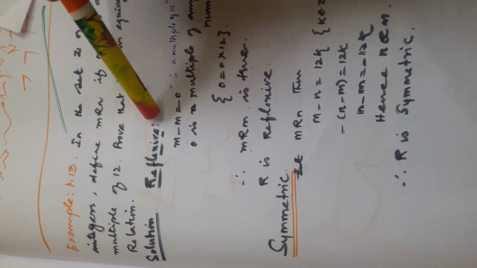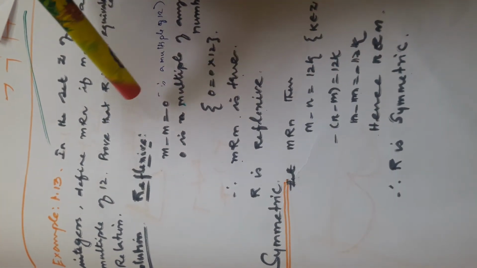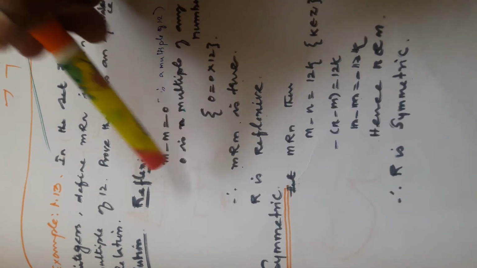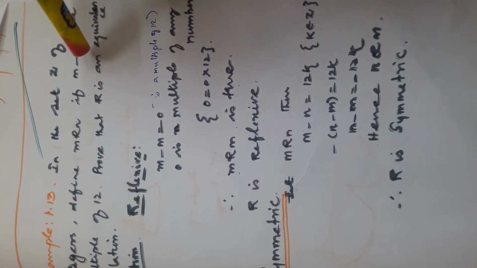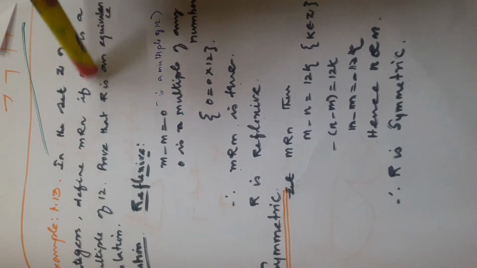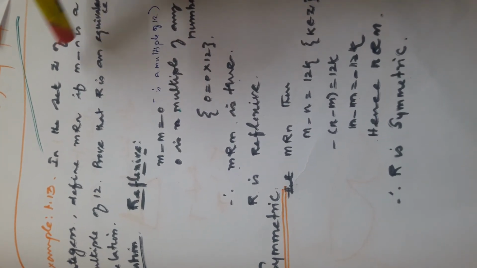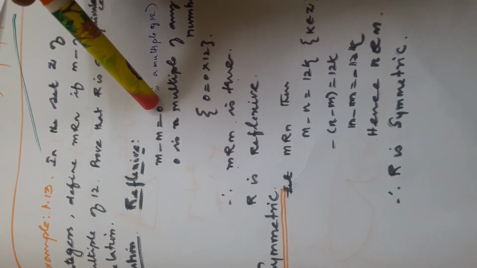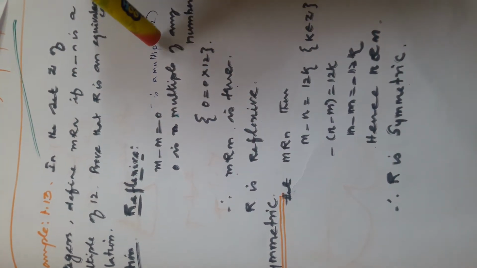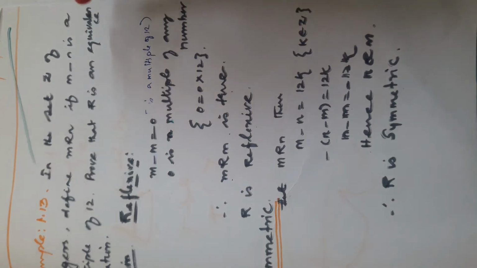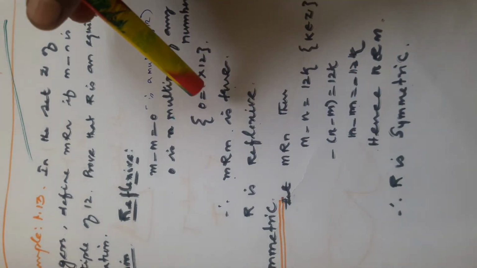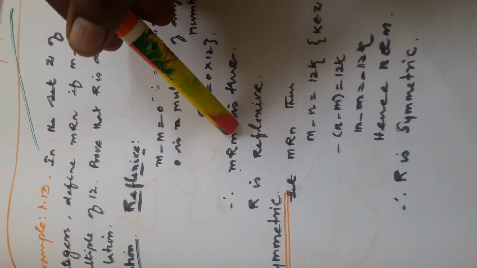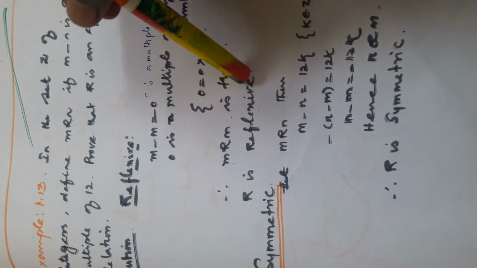So the first one will be reflexive. Your m minus m. Where you have m minus m, it is your definition of your question. You have to check that the difference of the two numbers is a multiple of 12. So I am finding with one number, m minus m equal to 0. So 0 is a multiple of any number. 0 equal to 0 into 12. Therefore m is related to m. That is, R is reflexive.